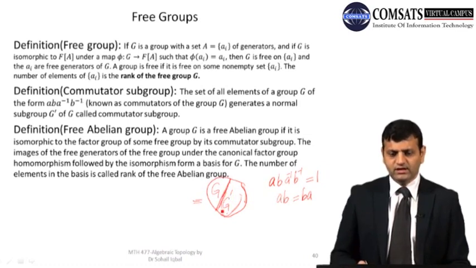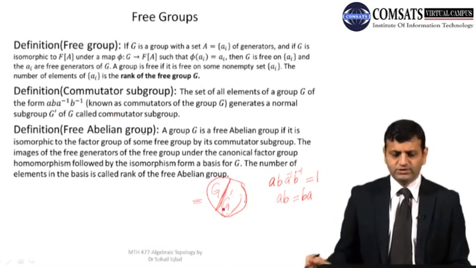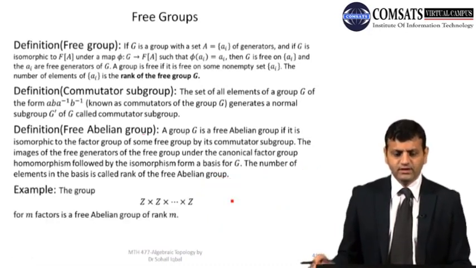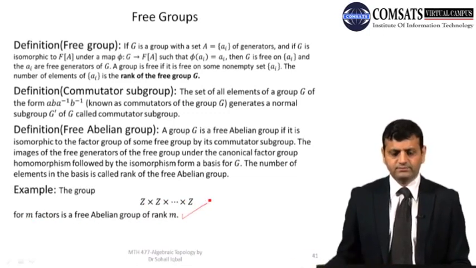So we have taken care of every non-abelianness, and then we have taken the quotient. If we have a free group and we take the quotient of this free group with the commutator subgroup, then we will get a free abelian group. So the group Z cross Z and so on for m factors is a free abelian group of rank m.